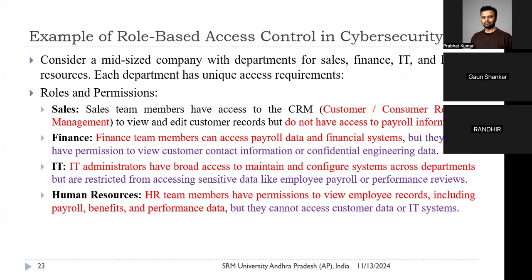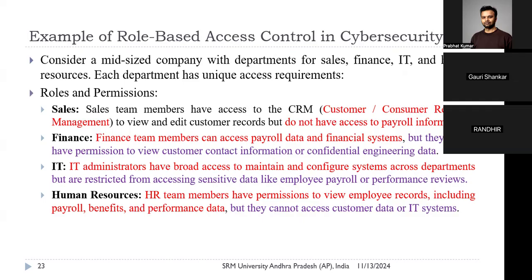So this whole set of access control is provided based on the role of the user or team of the user. Suppose the finance team will have access to the payroll system, but cannot access any CRM data or confidential engineering data. So that cannot be given. Similarly, human resources will have access to employee records, payroll, benefits, performance, all this data, but they should not have access to data and IT system information. So all these restrictions will be provided based on the role. If a role is given, that role will have the access, and one role can have multiple accesses also.